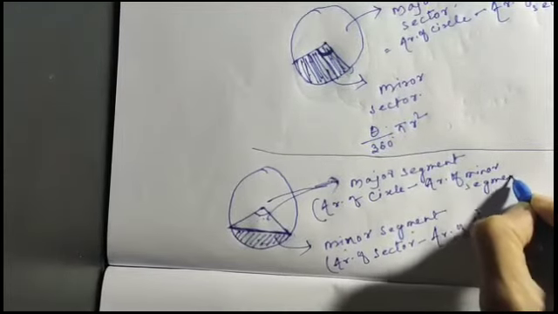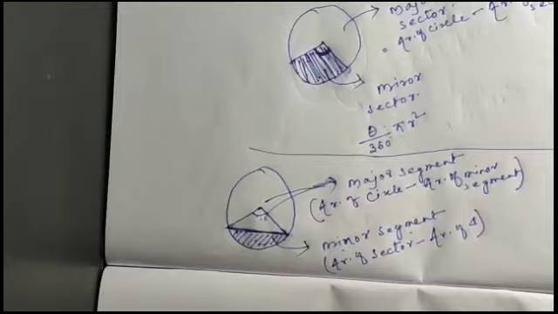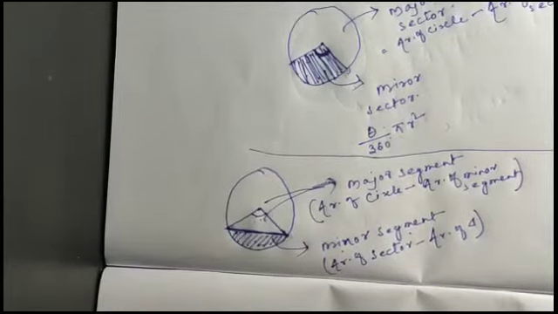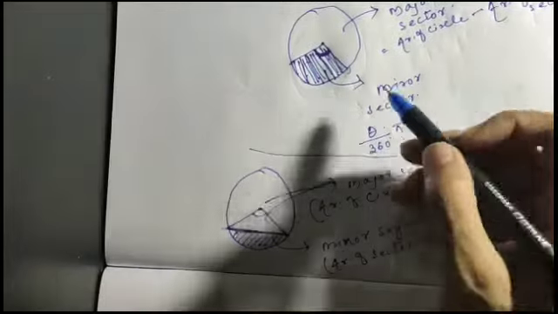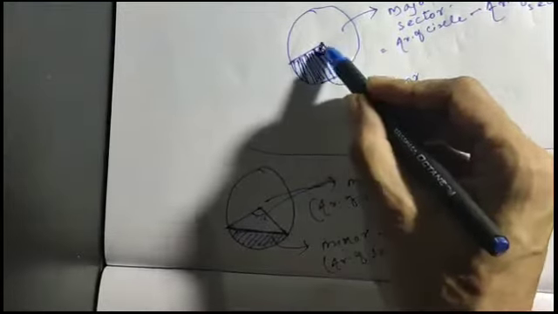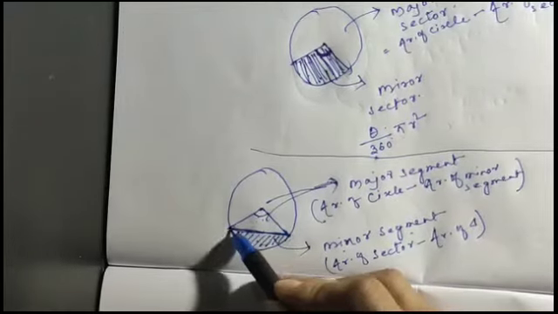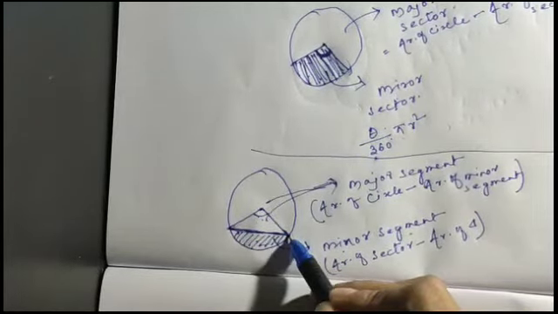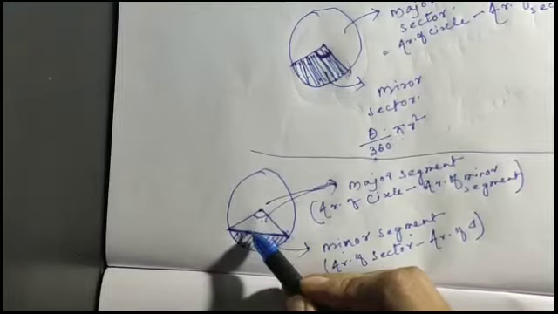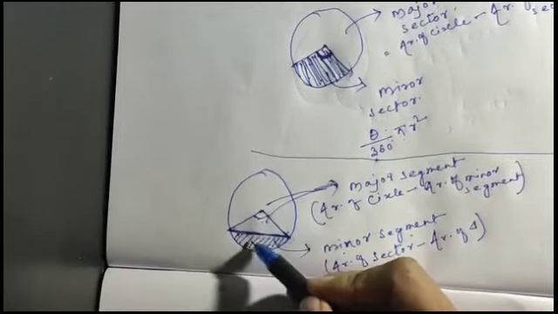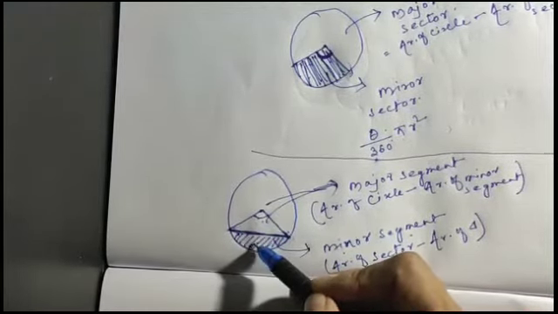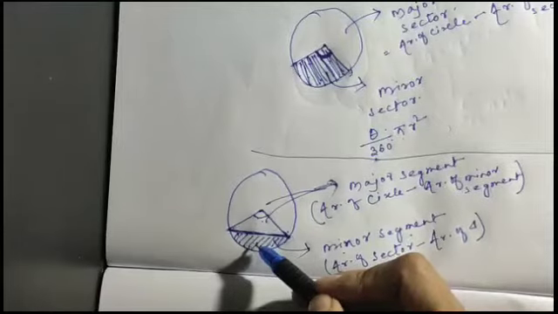Segment and sector are different terms, so please don't get confused. This portion is called the minor sector. In the minor sector, when a chord is joined, and excluding the triangle, the remaining portion is called the minor segment.